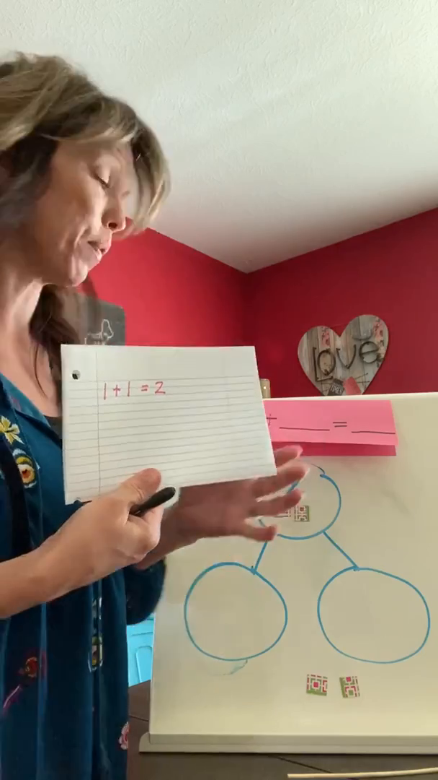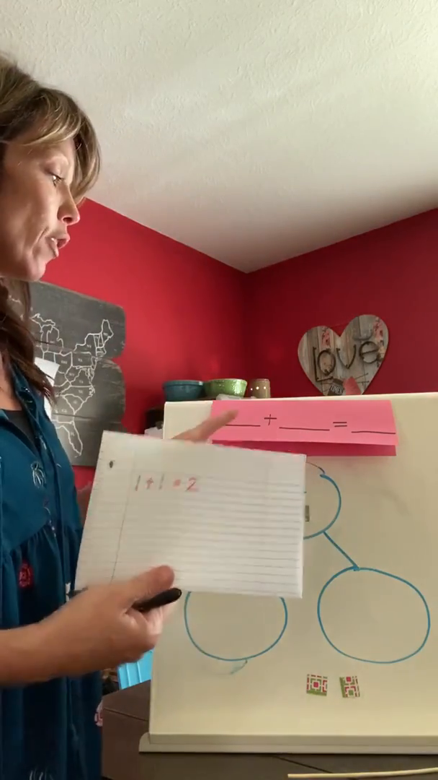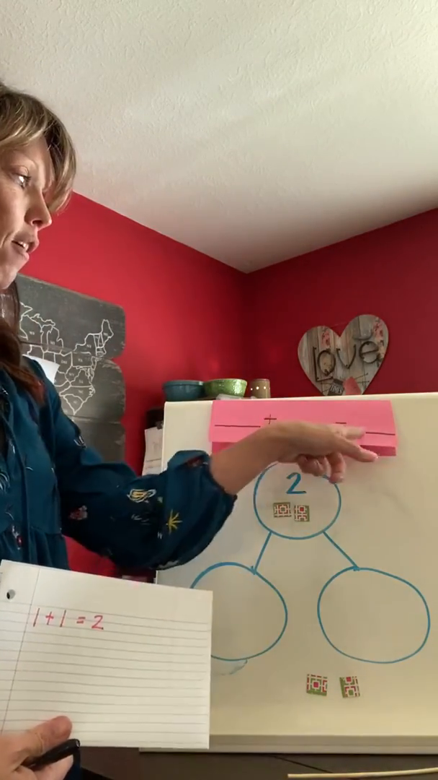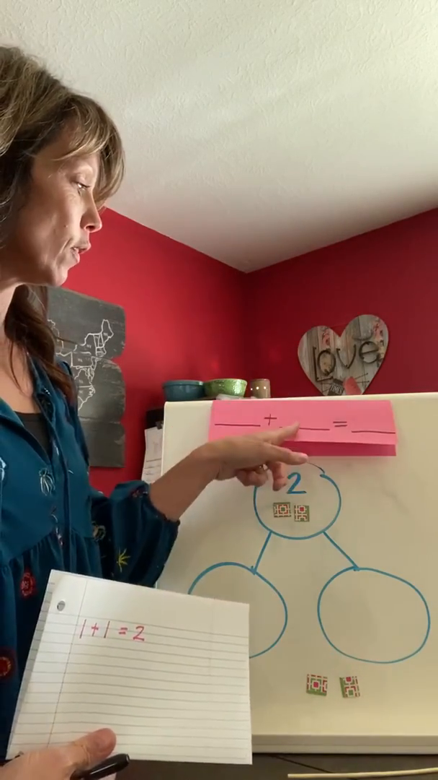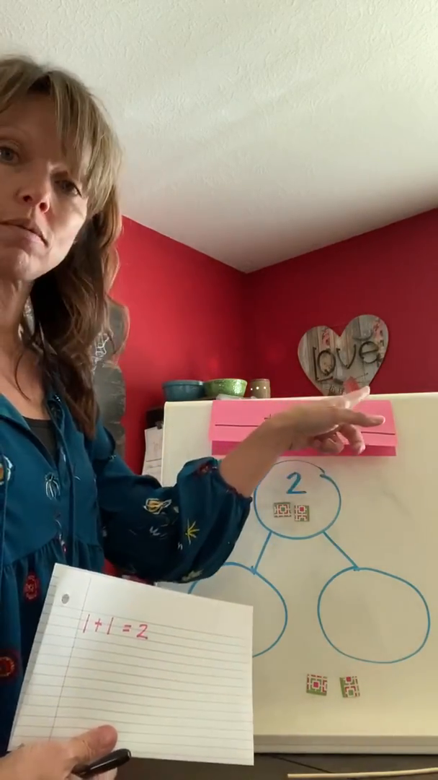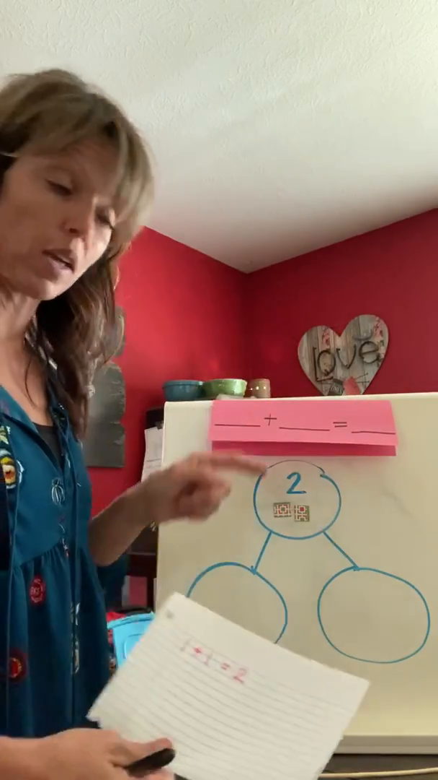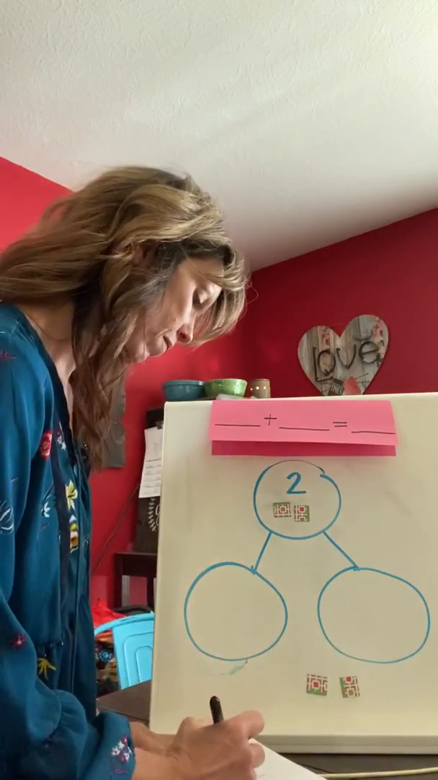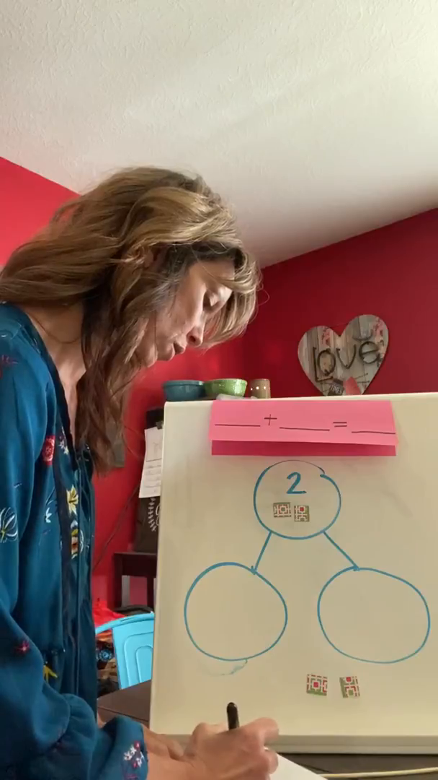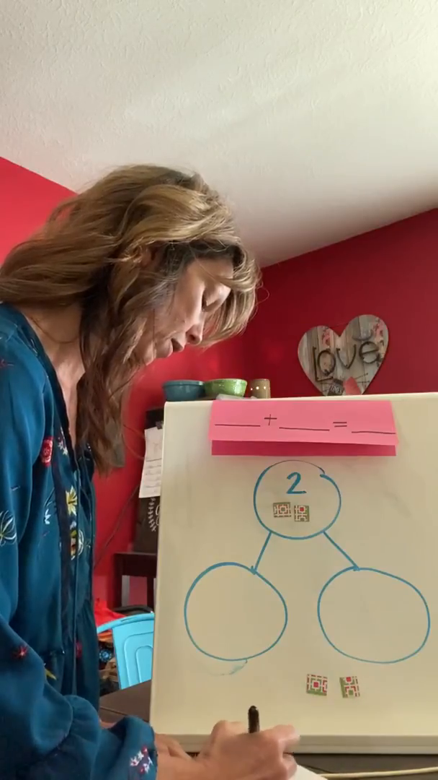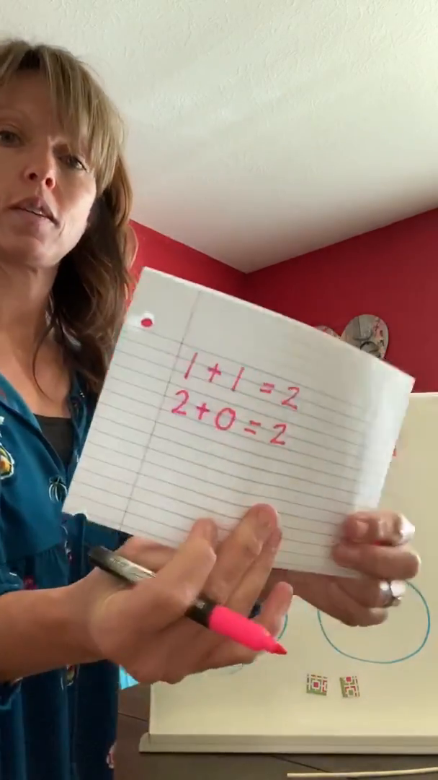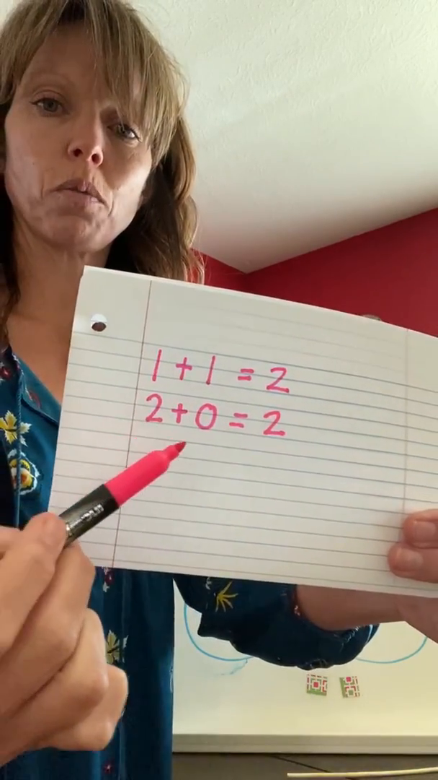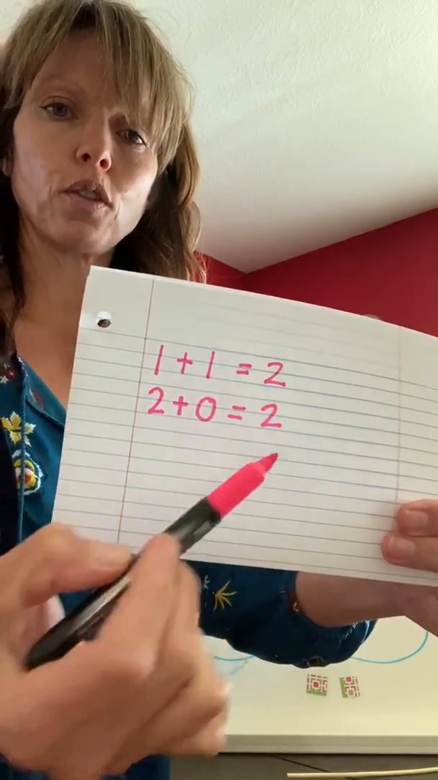Now we have our piece of paper. Now we're going to use that to write another number sentence using this format. We're going to say 2 plus 0 equals 2, okay? 2 plus 0 equals 2.